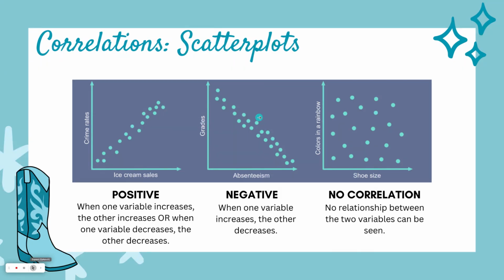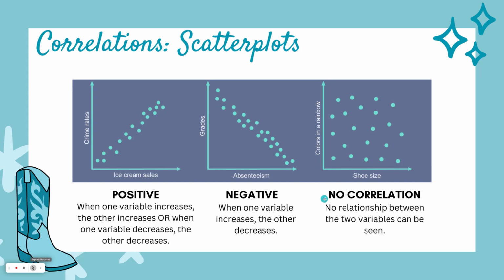Here in this middle scatter plot, we have a negative correlation depicted. What this means is as one variable increases, the other variable decreases. So in this case, we can see that as students miss more school, their grades decrease. So as one goes up, the other goes down. That is always going to be a negative correlation.